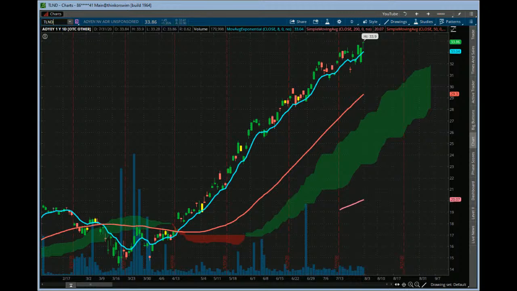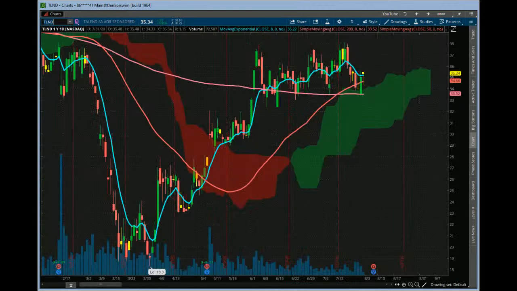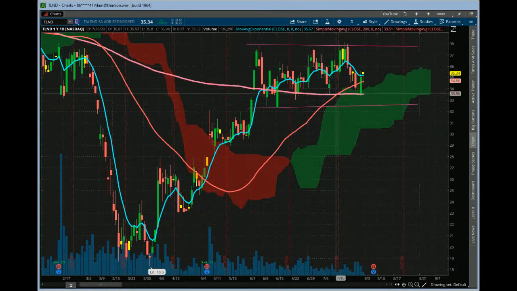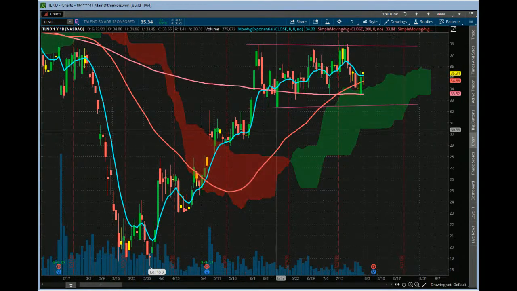And then STLND. Yeah, inside day right there, really, really tight range right here. Again, another big ADR type thing, but just kind of stuck in these ranges right here. So not really inspiring yet, but there could be some tactical moves in that range there.